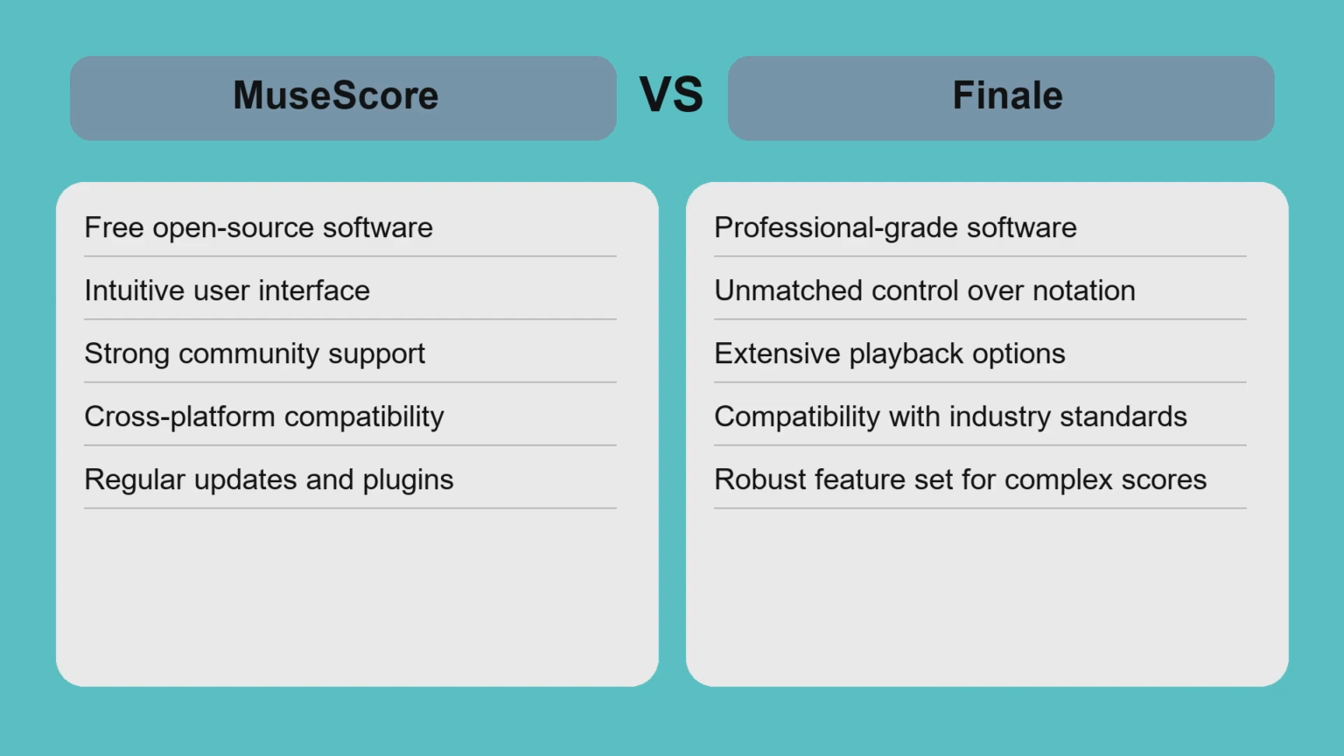For example, a student or hobbyist composing simple pieces will find MuseScore efficient and accessible, whereas a professional composer preparing a full orchestral score benefits from Finale's granular control. Both support MIDI input and audio playback, but Finale's sound libraries and integration options are more extensive. The choice depends on budget, skill level, and project complexity.